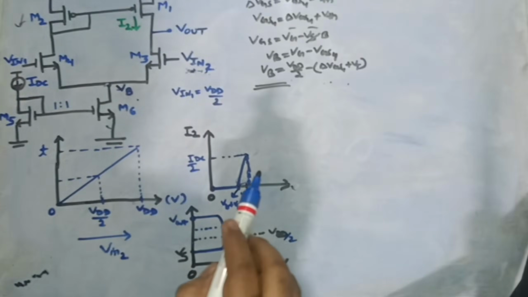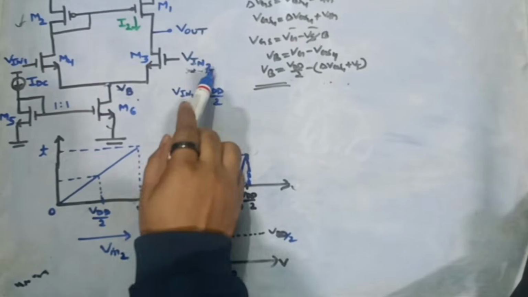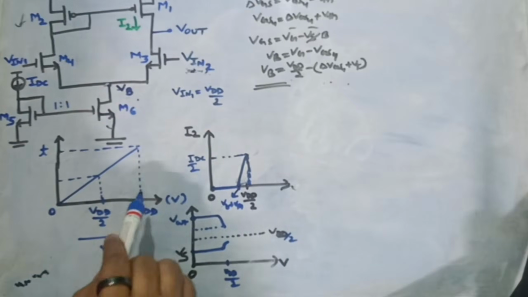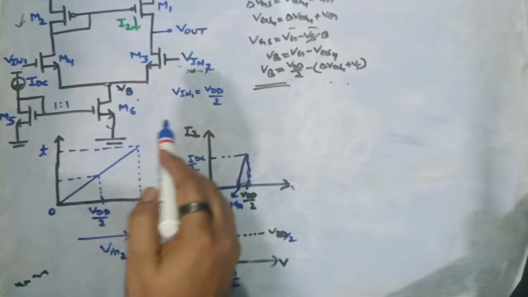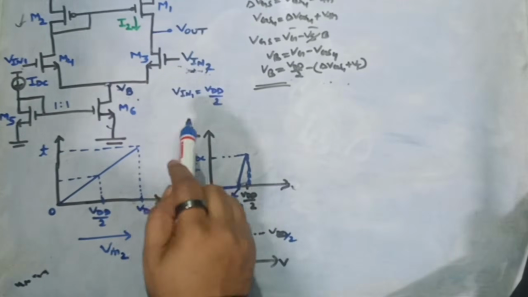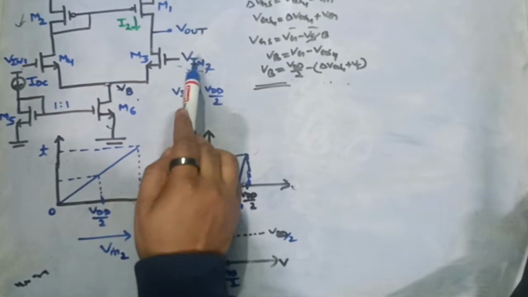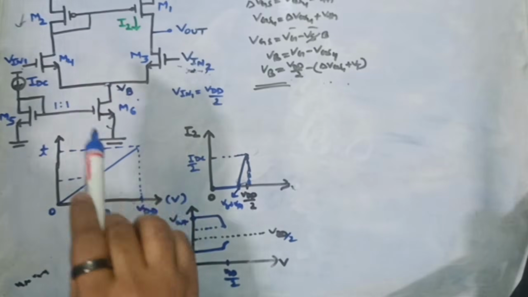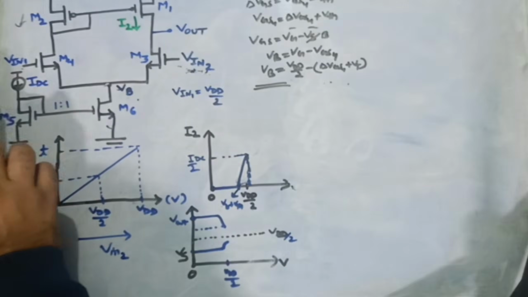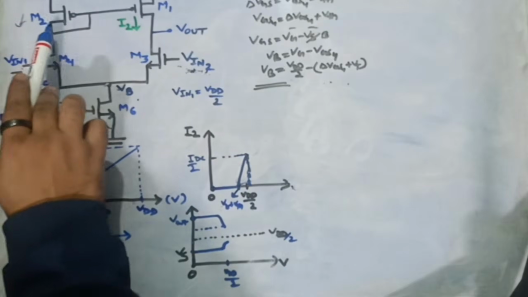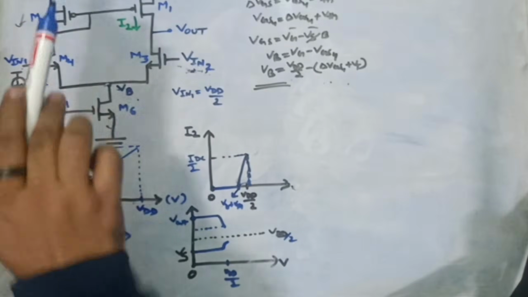Now let's talk about the third case, when my input 2 is sitting at VDD. When Vin2 is going to VDD, one can simply think that since there is a lot of VGS, this Vout will go to 0, but that's not possible, because if you see here, Vin1 is always sitting at VDD by 2, and this MOS M2 and M1 are forming a current mirror.